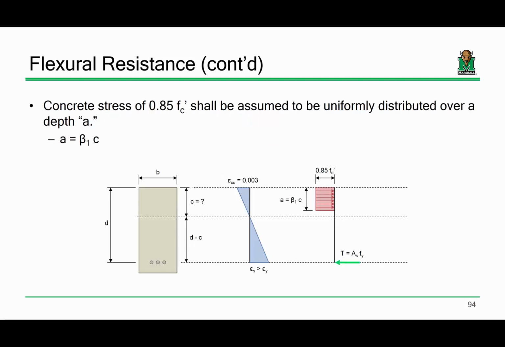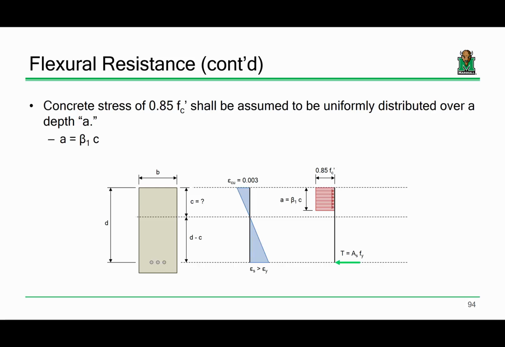Okay? Now what does change is the ratio of the depth of your stress block to the depth of your neutral axis, and that's this term beta sub 1. We had this question last time. Remember, the term A and the term C are two different things, okay?